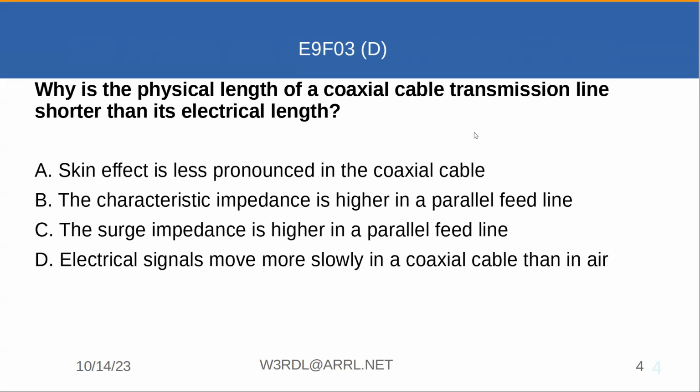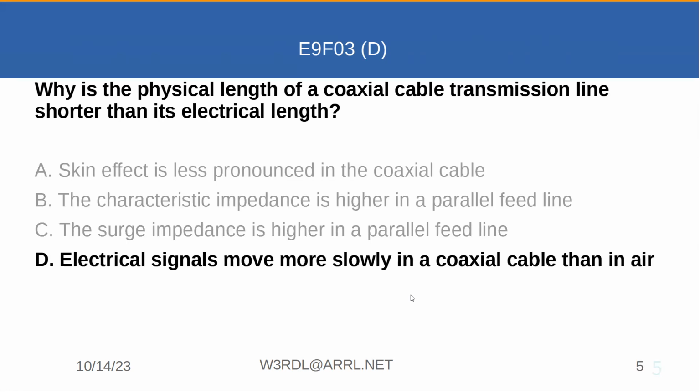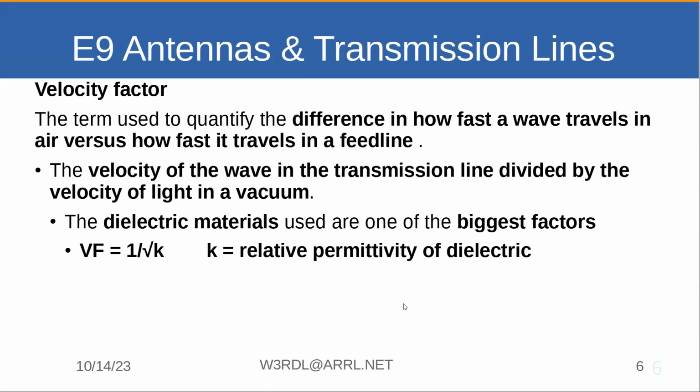What's the physical length of a coaxial cable transmission line? Why is it shorter than its electrical length? Delta. So what is the velocity factor? It's the difference of how fast it travels versus how it travels in the feed line. It's the ratio. If you figure in the dielectric, and the K is the permittivity of it, then it's 1 over the square root of K, which you can look up for different dielectric materials.